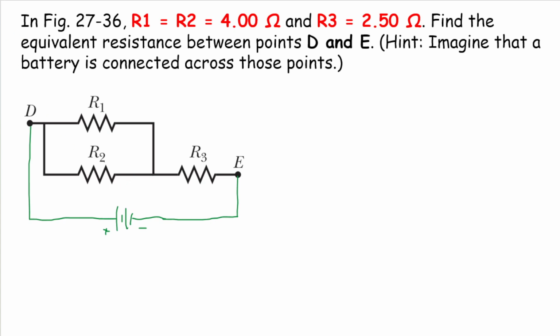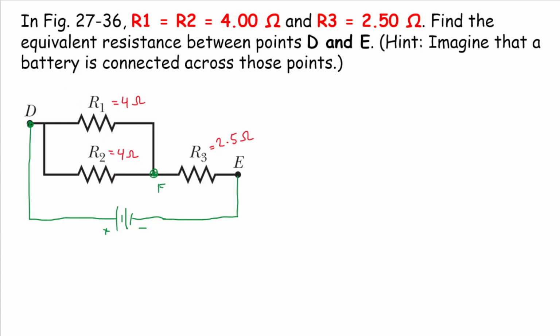And now let's plug in the values of the resistances. So R1 here is 4 ohm and R2 is 4 ohm. And we will have R3 here is 2.5 ohm. Good. Now we have this point D and this point here. Maybe let's name this point as point F.